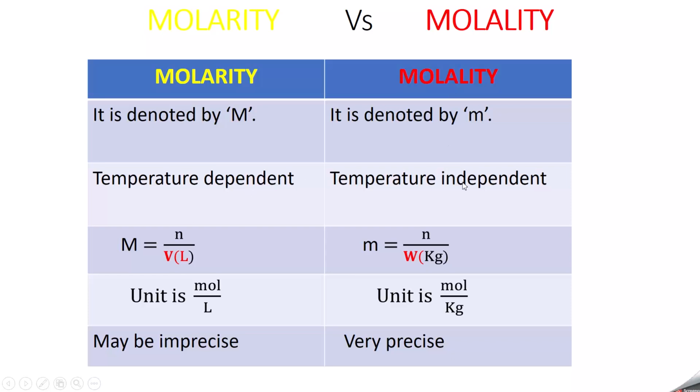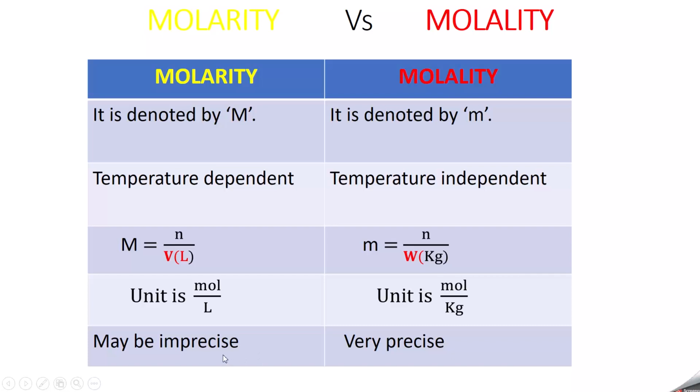But molality is temperature independent because its formula is m is equal to number of moles divided by weight of the solvent in kilogram. The weight will not change with temperature. It remains the same. So as the temperature changes, weight will not change. So it comes under temperature independent. Unit for molarity is mole per liter. Unit for molality is mole per kilogram.